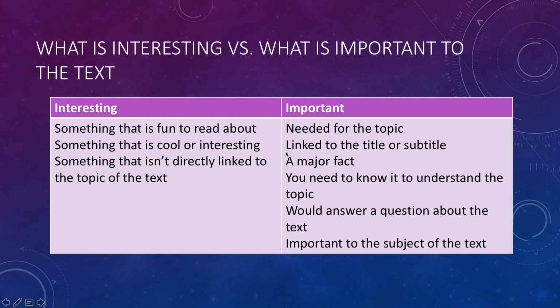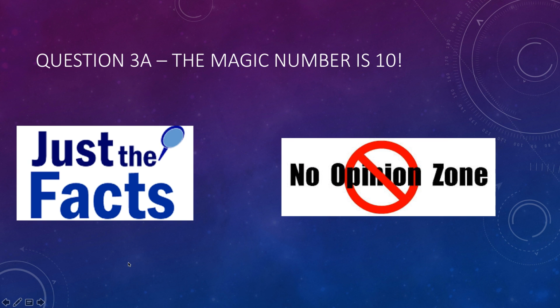Anything that's linked to the title, anything that's a major fact, anything you need to know in order to understand the topic, anything that would help you answer a question about the text, and anything that is important to the subject of the text. So for question 3A then, remember, it's just the facts, no opinions, and the magic number is 10.